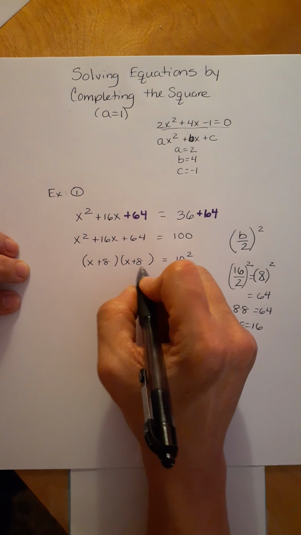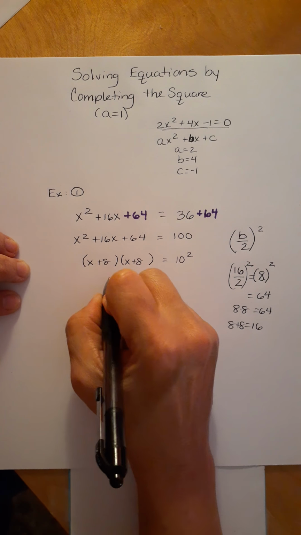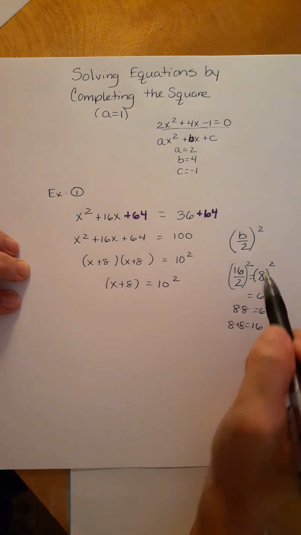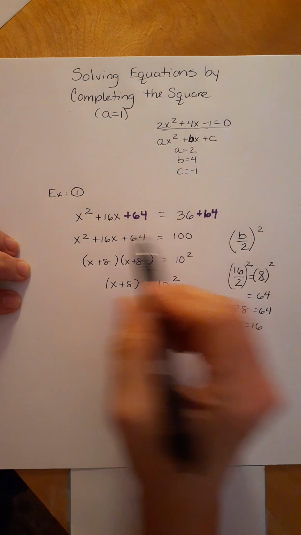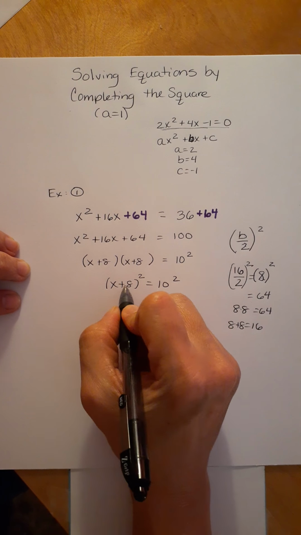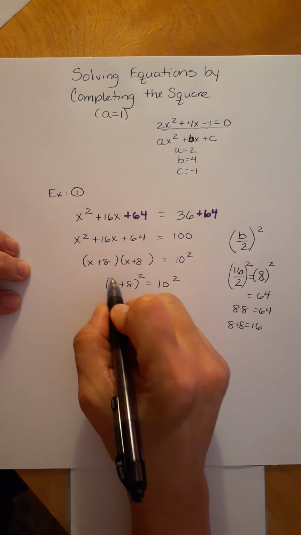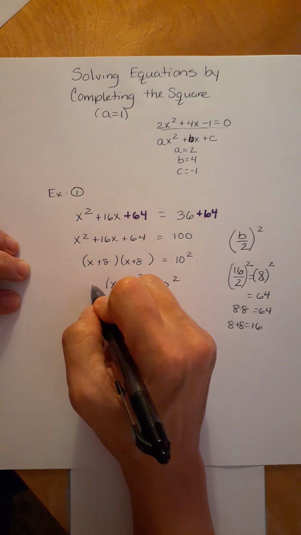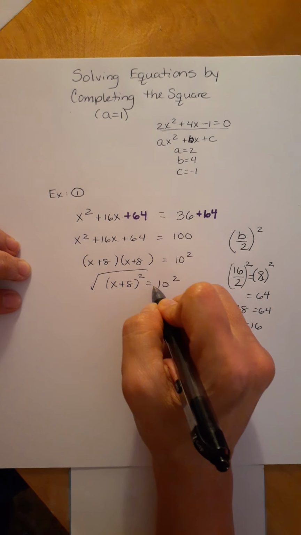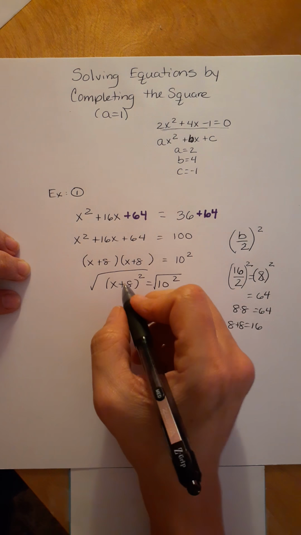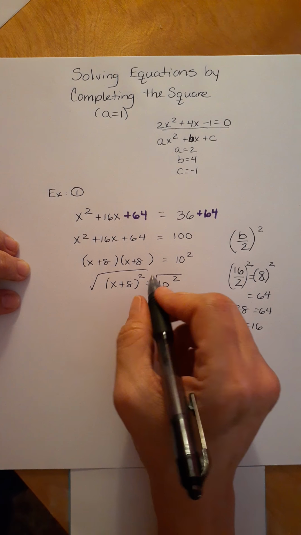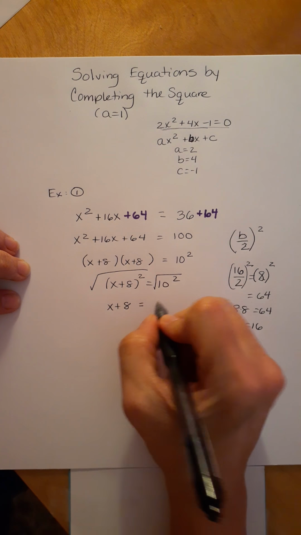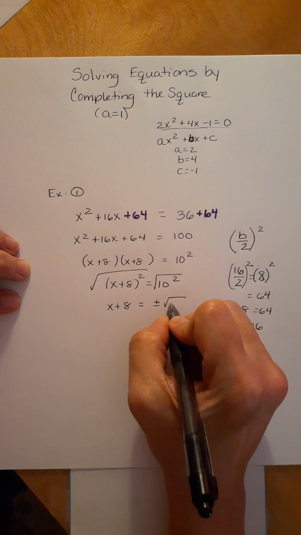Okay, I'm going to rewrite this as a square. In the future, and I'm going over this carefully, you just basically say whatever the number was here, it's positive 8, so x plus 8, that's where we get the 8 from, squared. I'm going to take the square root of both sides because they are both perfect squares. When I do that, x plus 8 equals plus or minus the square root of 100, which is 10.